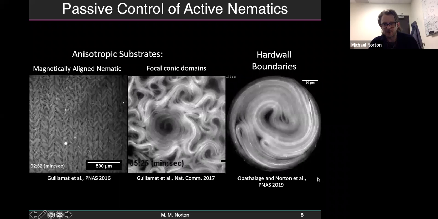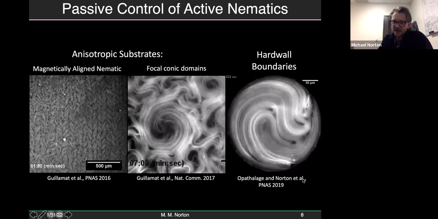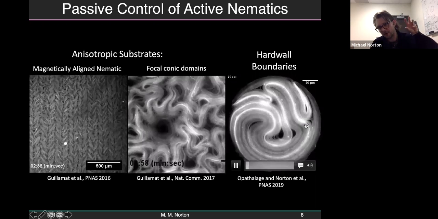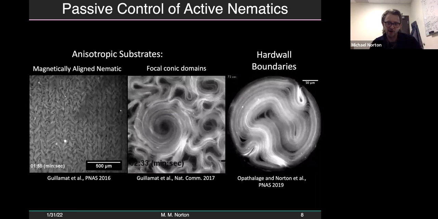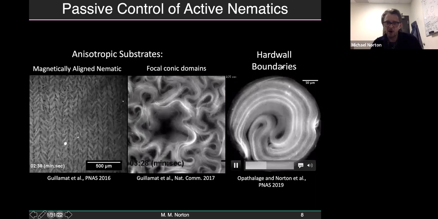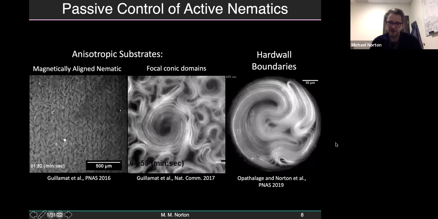And then finally, this is work that I collaborated with Achini on at Brandeis. And here she's loading the microtubule suspension into microfluidic wells. And so we have hard wall boundaries corralling the nematic and causing circulation.